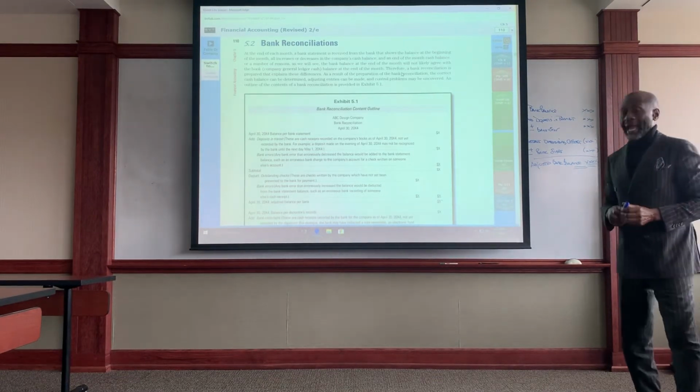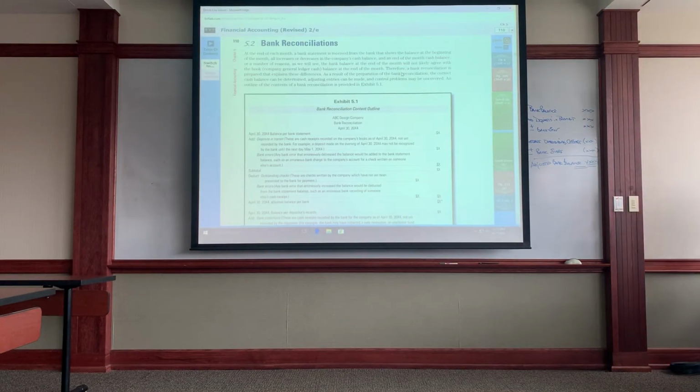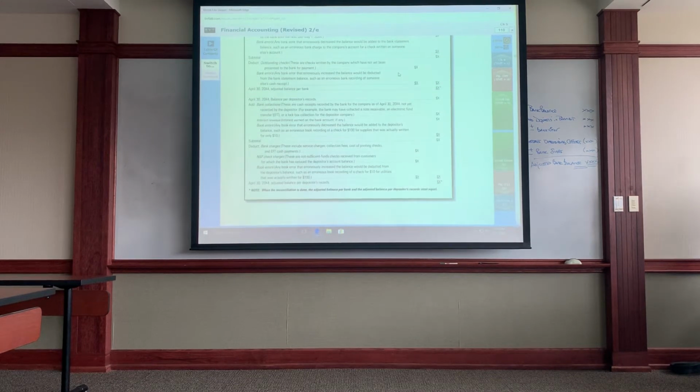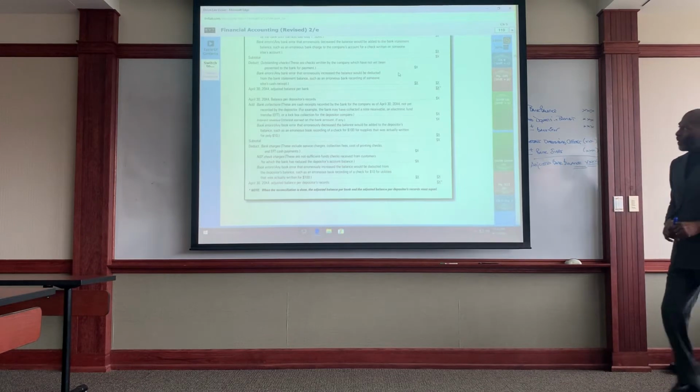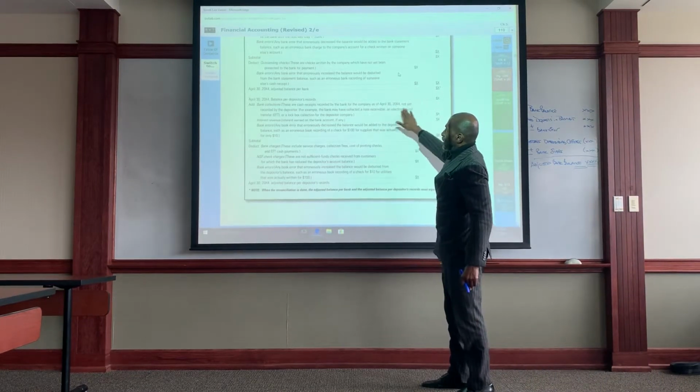Now we have to look at the books. We've just adjusted the bank. Now we need to adjust what's on the books. Now we look at our book balance, the balance per our books.